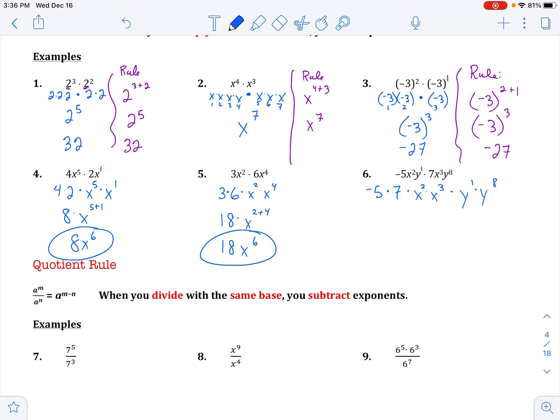Let's first start with the negative 5 times 7. That is negative 35. X to the 2nd, x to the 3rd is 2 plus 3. So that's x to the 5th power. And y to the 1 plus 8 is y to the 9.